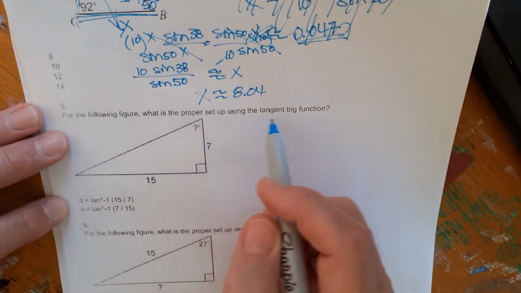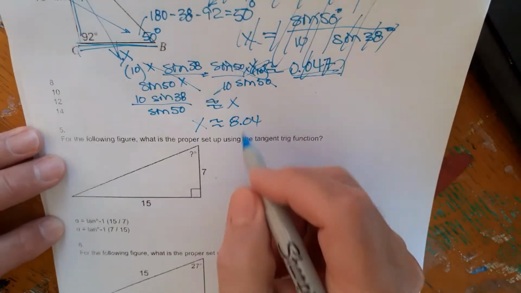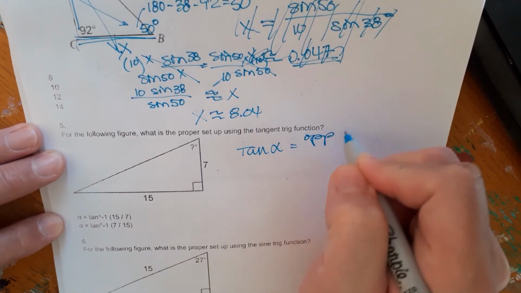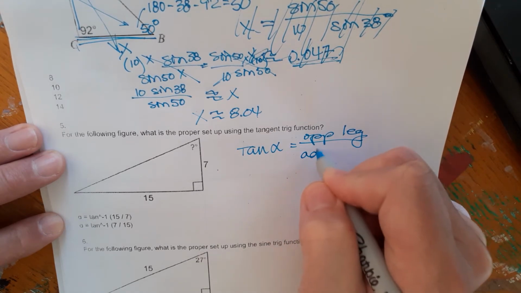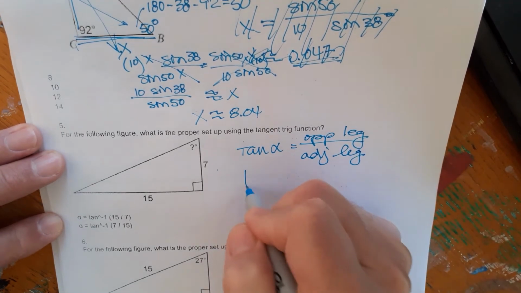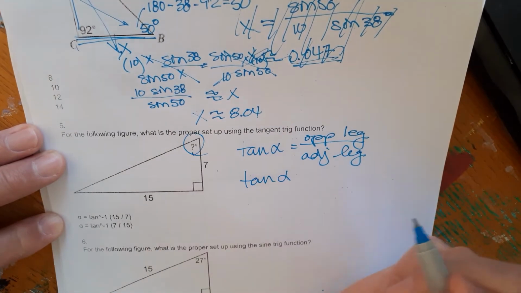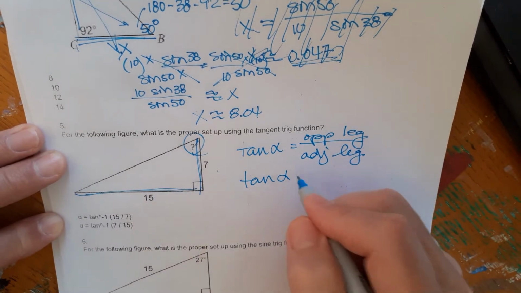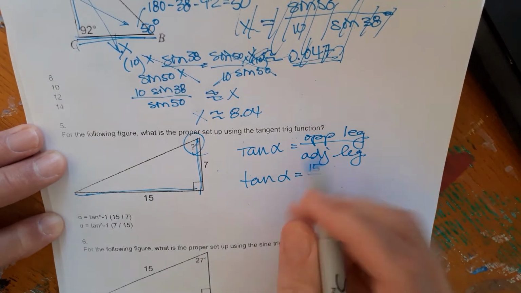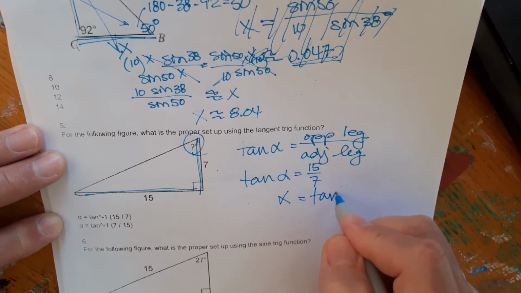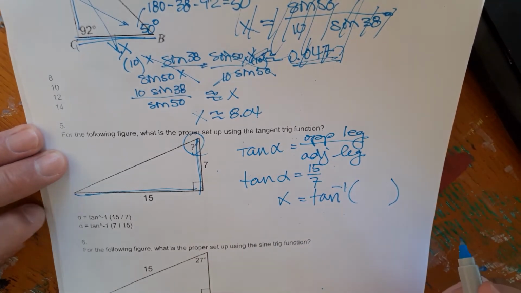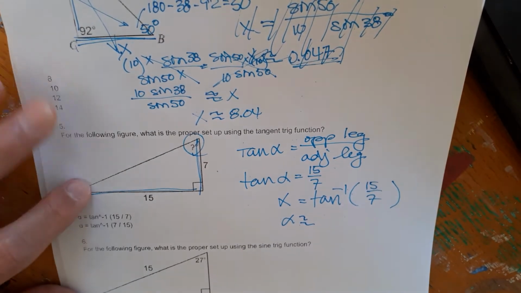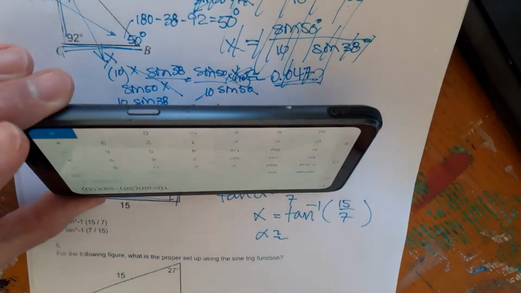So for the following figure, what's the proper setup of the tangent trig function? So tan is TOA again. Tangent alpha equals op leg over adj leg. Tan of the angle, we don't know it, it's unknown. The adj leg is here 7 and the op leg is here 15. So op leg is 15 over 7. I'm going to say alpha, move the tangent over and reverse it, so like a reverse function of 15 over 7. A little bit easier to put into my calculator maybe.